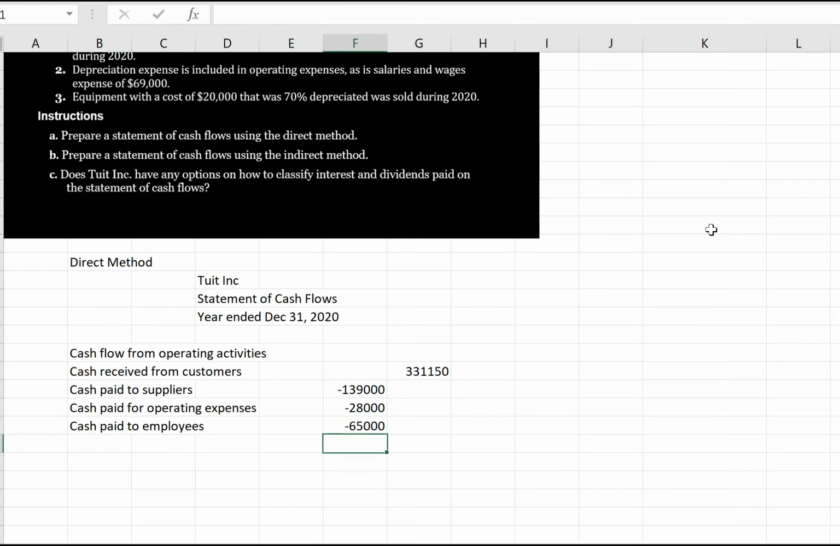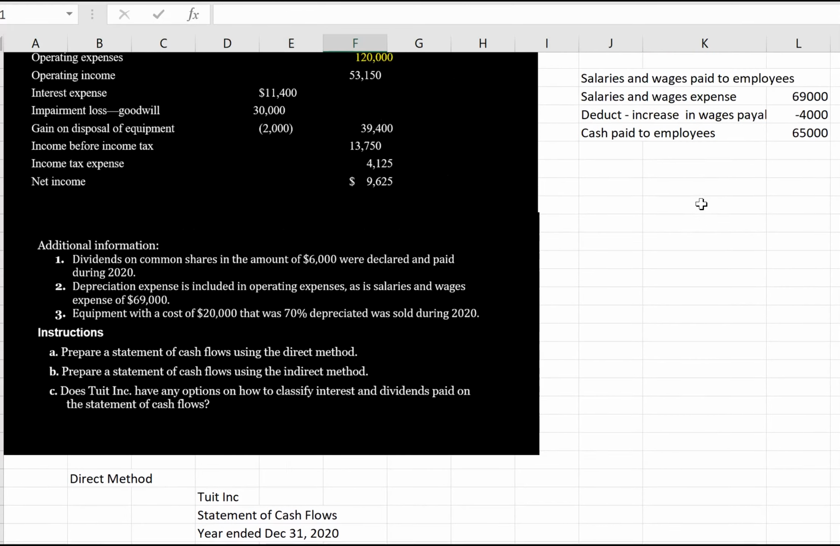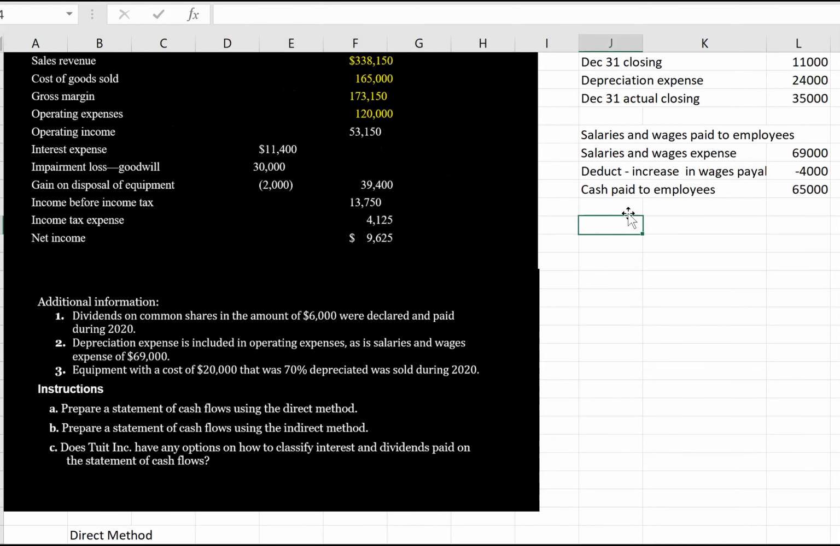And next we said we would do income taxes. So let's do that. Cash paid for income tax. Here we're going to start with our income tax expense on our income statement. You'll notice that we always start with the income statement and then we adjust it for a payable. So here is our income tax expense, and you can see it right here, $4,125.